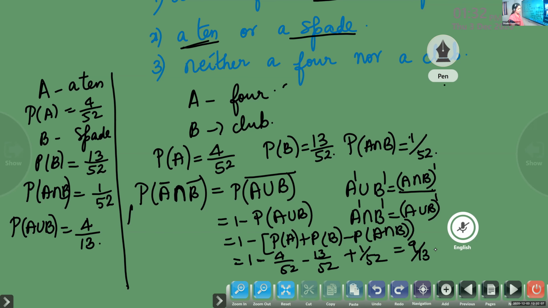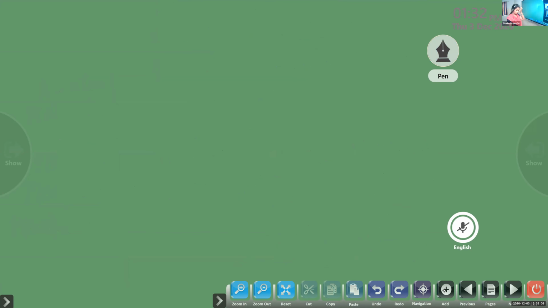Write the next question, children. An integer is chosen from 1 to 1000 at random. Find the probability that the integer is a multiple of 2 or 9.